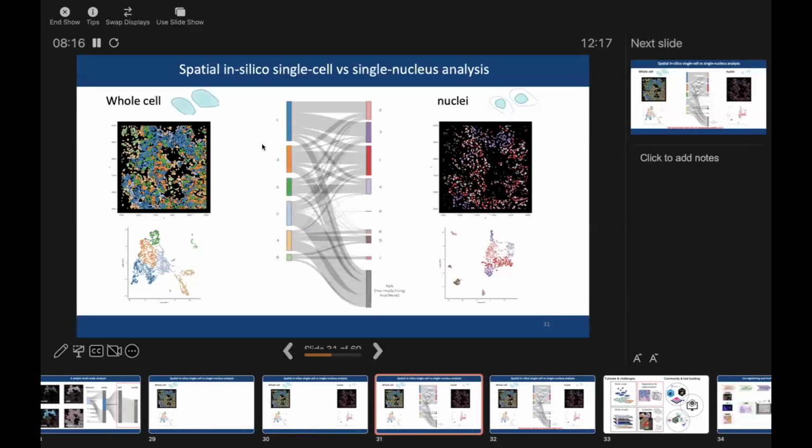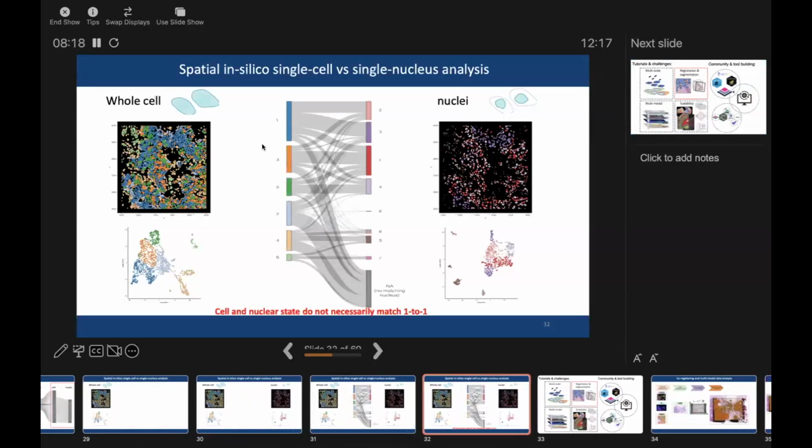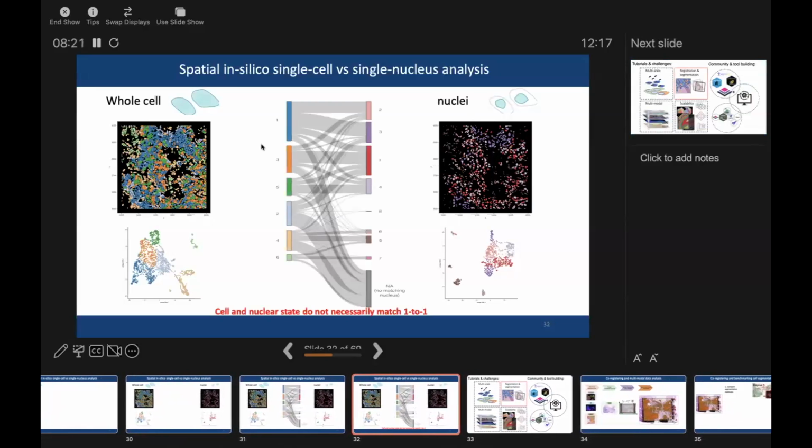And then you might ask yourself a very simple question. Do these clusters match 1-to-1? Is the cell state the same as the nuclear state? And in this case, clearly that's not the case. And that gives you a lot of new hypotheses about what's going on.